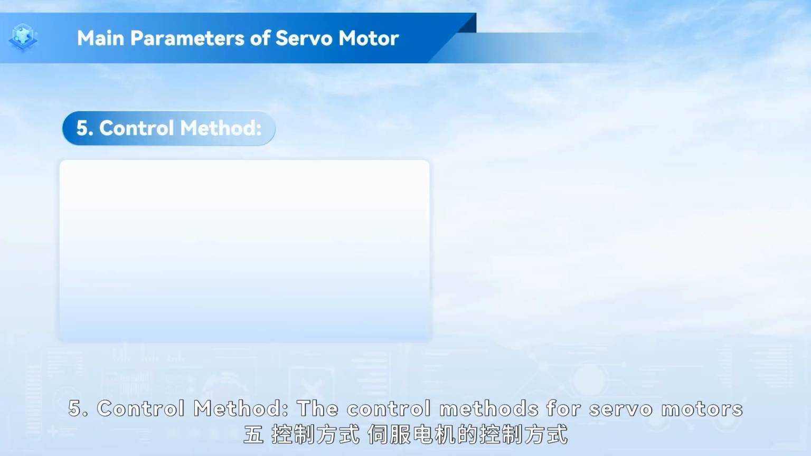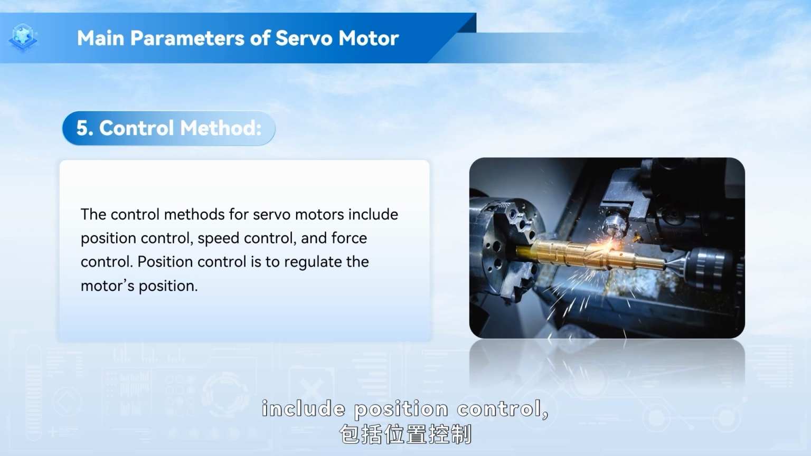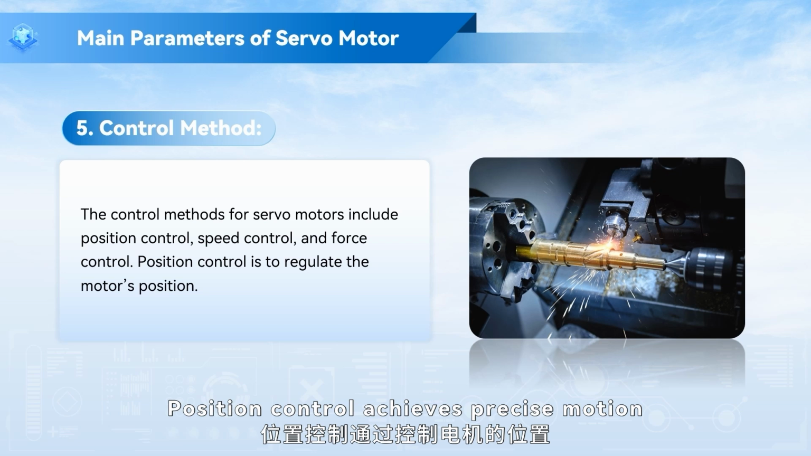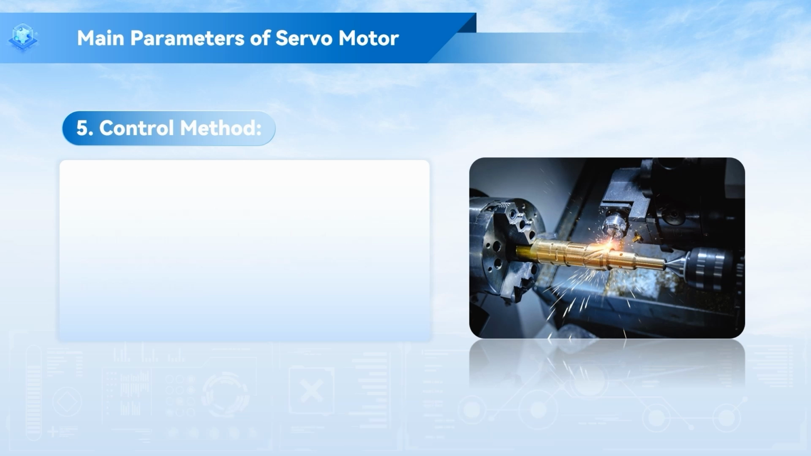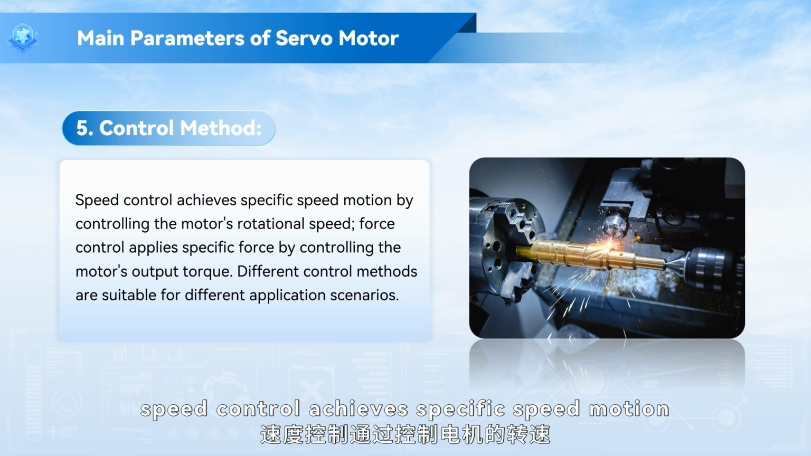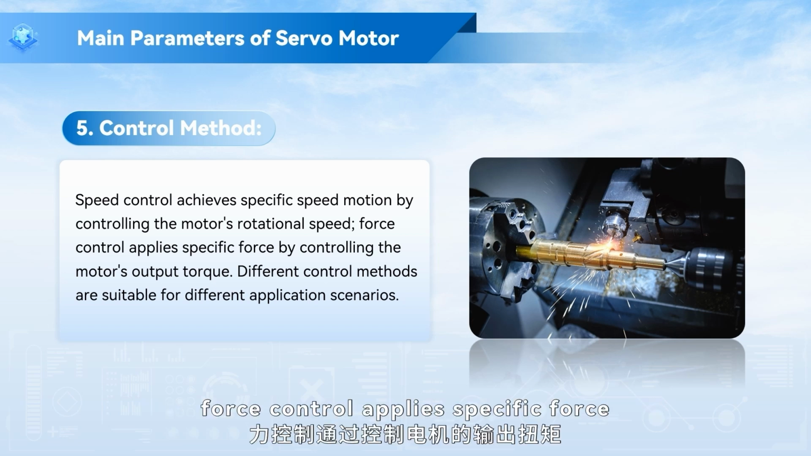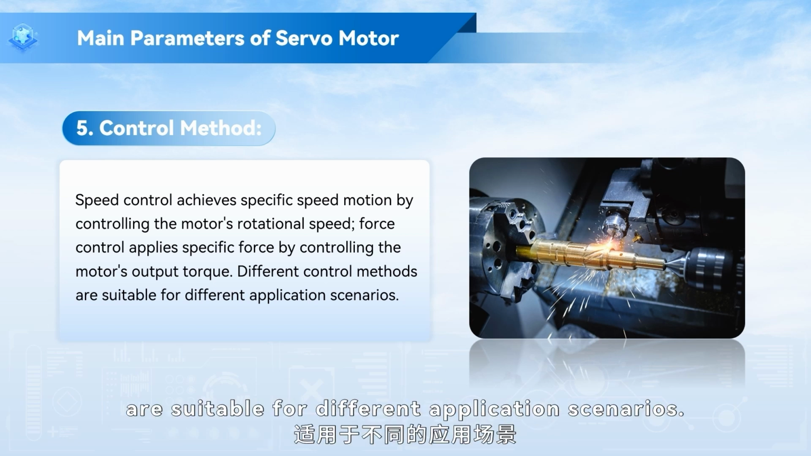5. Control method. The control methods for servo motors include position control, speed control, and force control. Position control achieves precise motion by controlling the motor's position. Speed control achieves specific speed motion by controlling the motor's rotational speed. Force control applies specific force by controlling the motor's output torque. Different control methods are suitable for different application scenarios.